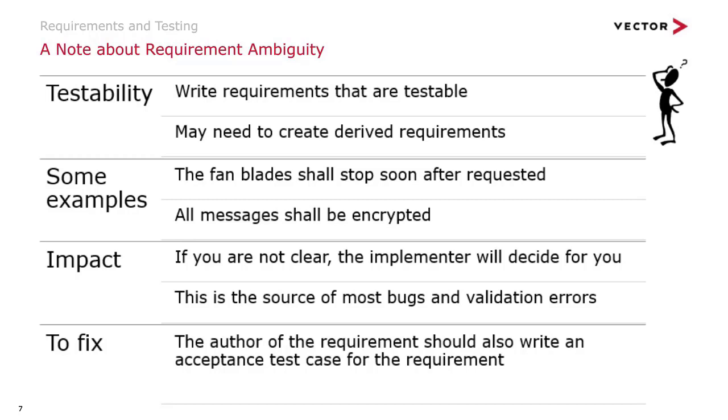So if we have a requirement that isn't testable, maybe what we need to do is refine that requirement a little bit more and create some derived requirement from that higher level requirement that isn't testable. So that's one way to improve the situation: if you're given a requirement and that requirement itself is not testable, maybe we can create some derived requirements from it, and those derived requirements can be testable.